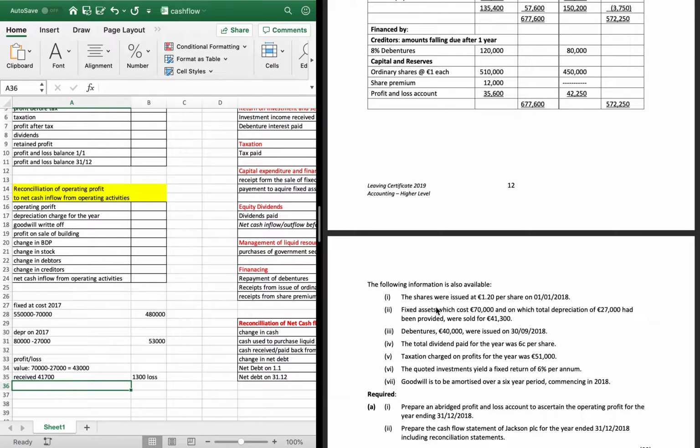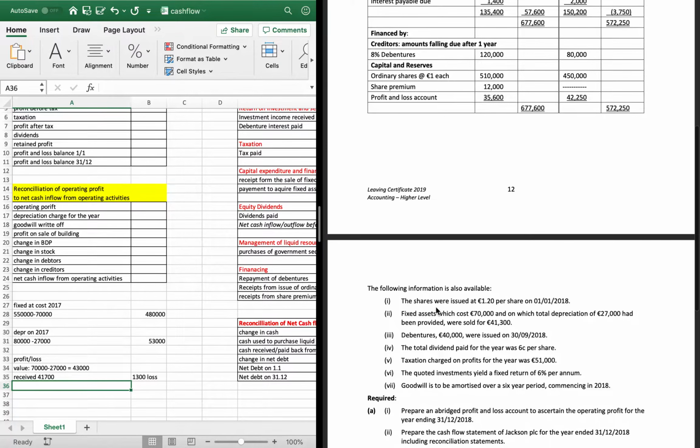Okay, so they're the important things there. I'll come back to what you'll be using these numbers for later on, to work out depreciation for the year and purchase of fixed assets for the year, but I'll come back to them when I get to that. So that's number 2 done. I've changed my fixed assets at cost for the year, I've changed my depreciation from last year, and I've worked out my profit.